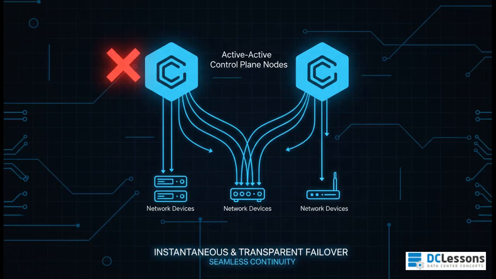So what's the bottom line? In a word, seamless. Because both nodes have the exact same information all the time, if one of them fails, maybe a power outage, maybe a hardware failure, the network doesn't even blink. The controllers and switches just keep talking to the node that's still online. It's like having a co-pilot who can instantly take the controls, and the passengers don't even know it happened.